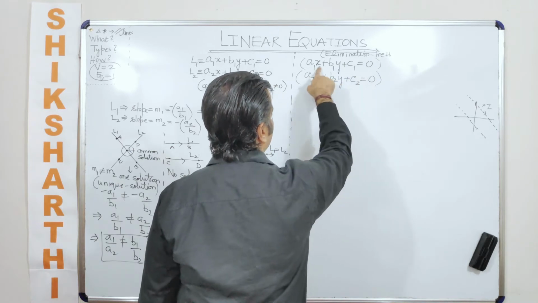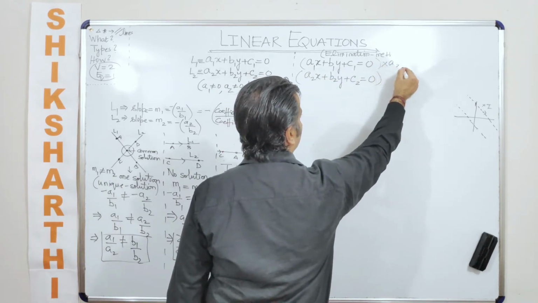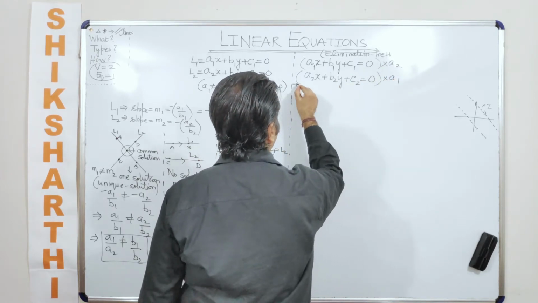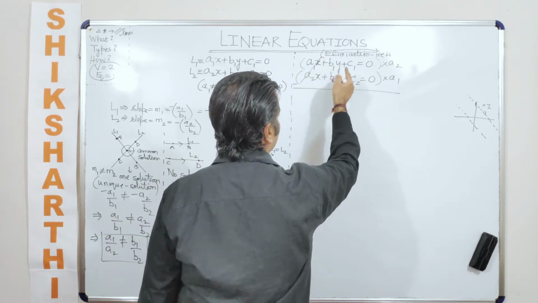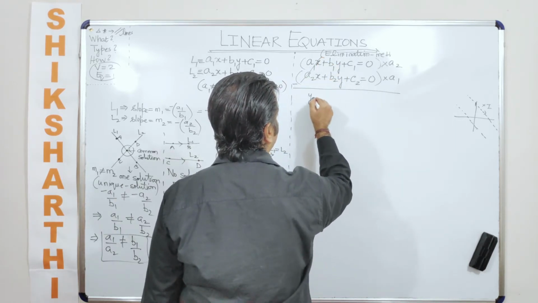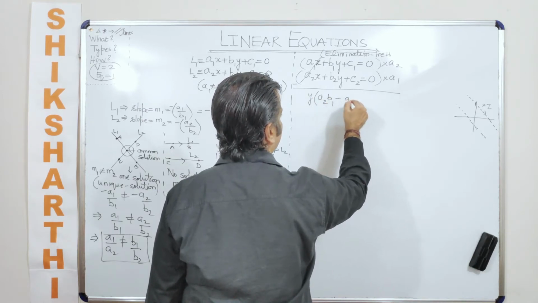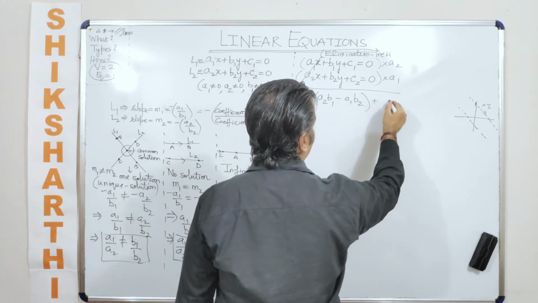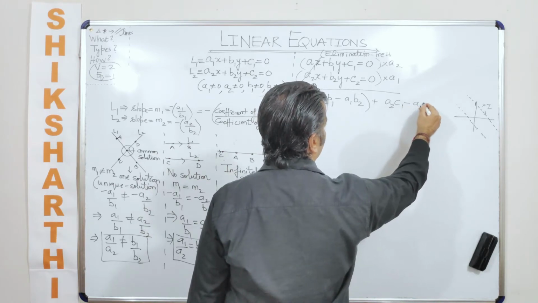In that case, the coefficient of x should become a1 a2. So I multiply this equation with a2 and this one with a1. And then I subtract both the equations. When I subtract, x gets eliminated. I am left with what? y times (a2b1 minus a1b2) plus a2c1 minus a1c2.